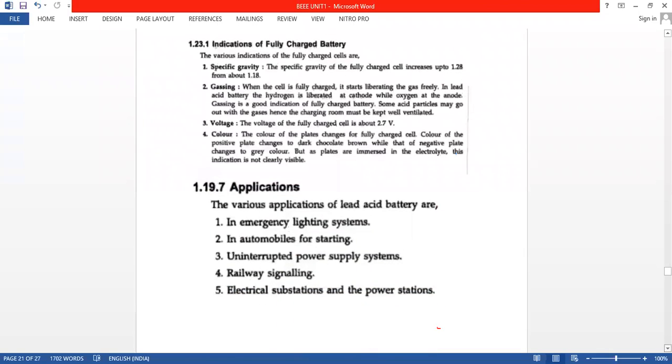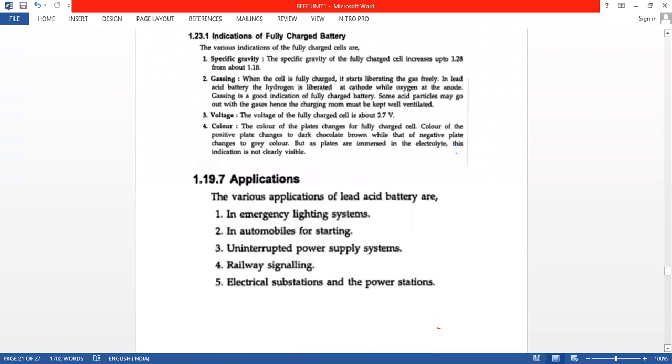These lead acid batteries are rechargeable. They are used for heavy loads, heavy requirements, so emergency lighting conditions. Primary cells are used in torch lights and small toys. Lead acid batteries are used in UPS, uninterrupted power supply. In your house also, if you have a computer, you must have a UPS. Inside that UPS, we are using the lead acid battery.